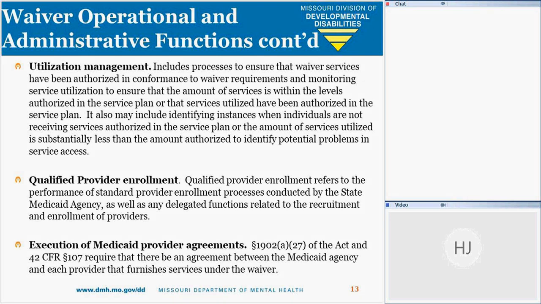Provider enrollment. This function refers to ensuring that providers are qualified through the enrollment process. Here in the division, we have kind of a two-step enrollment process. Providers have to enroll with our division, and then the next step would be with the Missouri Medicaid Audit and Compliance Unit with their provider enrollment to be a Medicaid provider. This is required by CMS to have Medicaid provider agreements. So again, 1902(a)(27) of the Social Security Act and the federal regulation require that there must be an agreement between the Medicaid agency and each provider that furnishes services under the waiver.